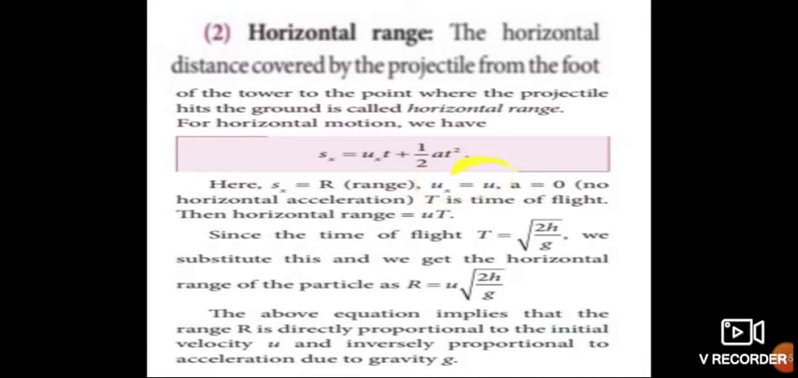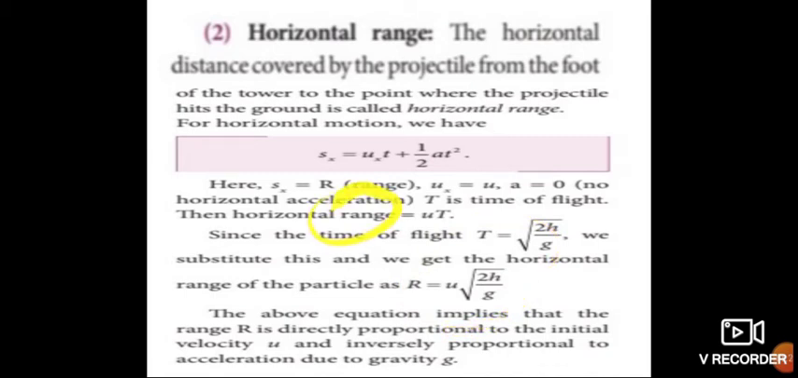ux is equal to u, the initial velocity along the x-axis, that is u. a is equal to acceleration; there is no acceleration along the horizontal direction, so we can take a is equal to 0. t is the time of flight, so the horizontal range is calculated by using the formula velocity into time, that is ut. Since the time of flight t is equal to root 2h divided by g, we substitute these values, we get the value of R.